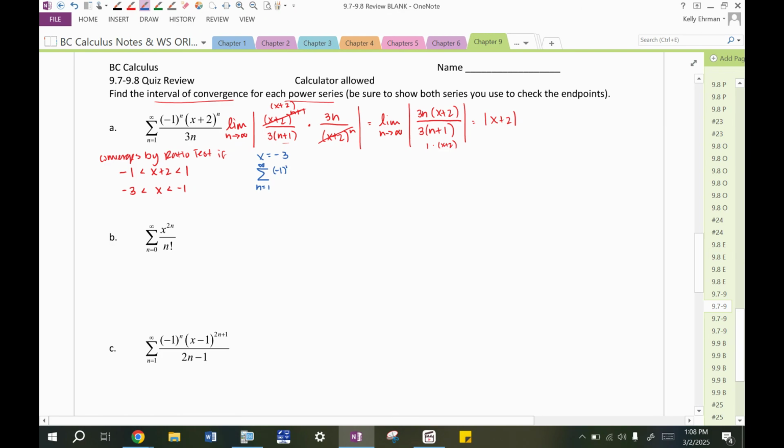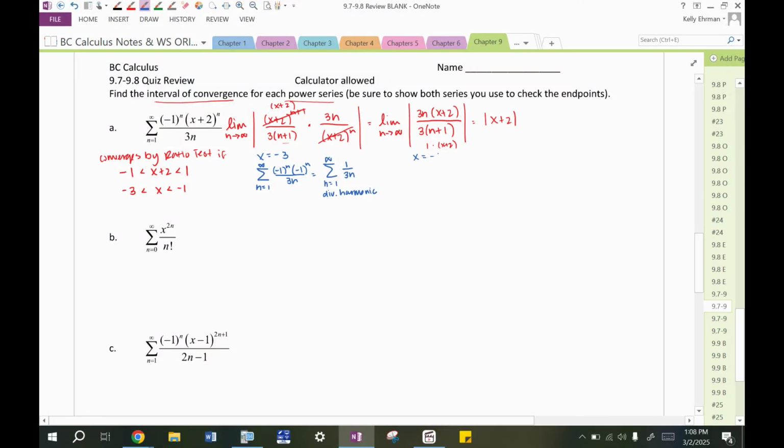Show with all the nice labels and everything what that comes out to. So negative 1 to the n times negative 1 to the n over 3n. Now simplify that. Now this is negative 1 to the 2n, and that's always positive 1. So I'm just going to write 1 over 3n. And this series diverges because it's the harmonic series. If you need more room to do this on the quiz, you can just use extra paper. So we're not including that endpoint.